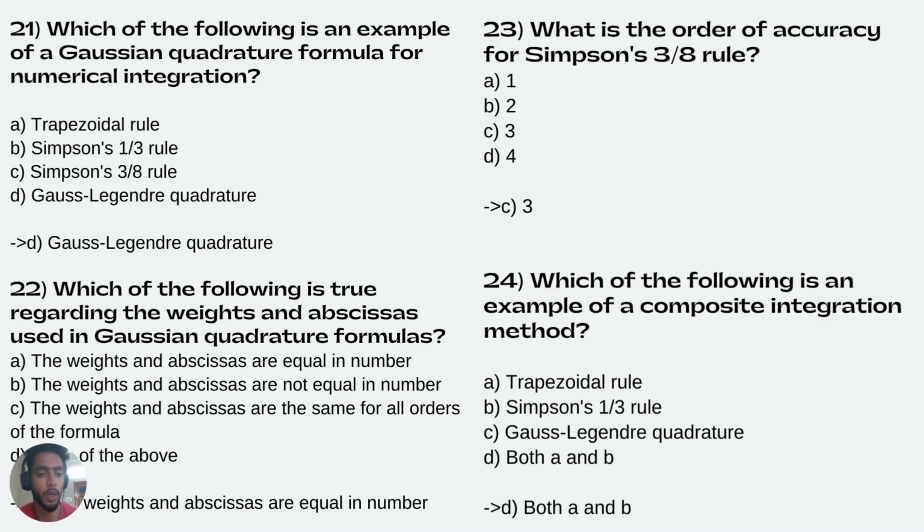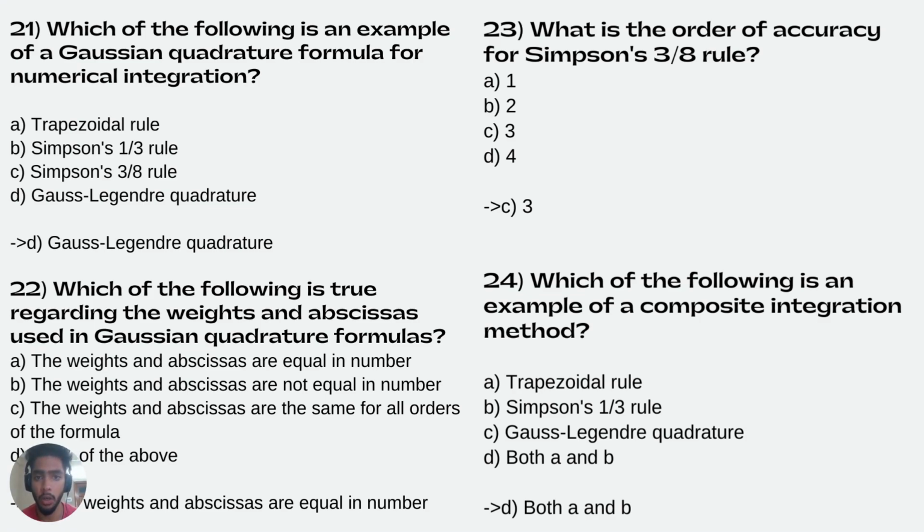Which of the following is true regarding the weights and the abscissas used in Gaussian quadrature formula? So here we know that in the Gaussian quadrature formula, the weight and abscissa are of the exact same order. We have that mentioned in option number A. So option number A is going to be our correct answer.